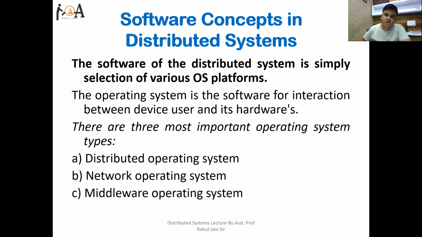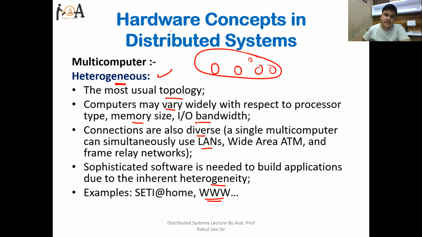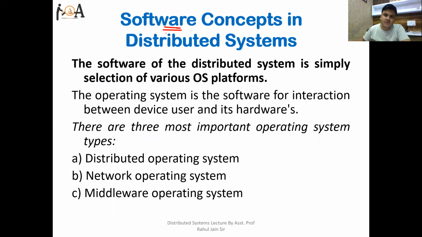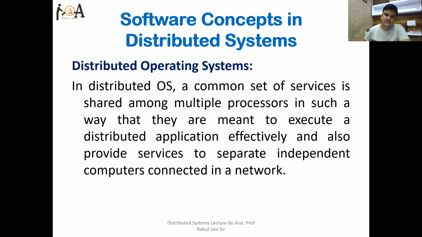And if we talk about software concepts now, the software of the distributed system is simply selection of various operating system platforms. The operating system is the software for interaction between device users and its hardware. There are three most important operating system types. The first one is distributed operating system. Next one is network operating system, and the next one is middleware operating system. So what they are, see here.